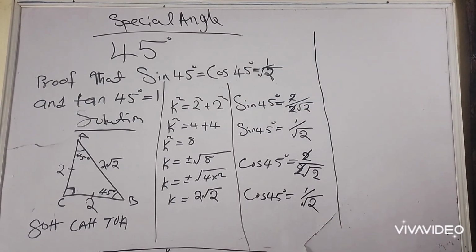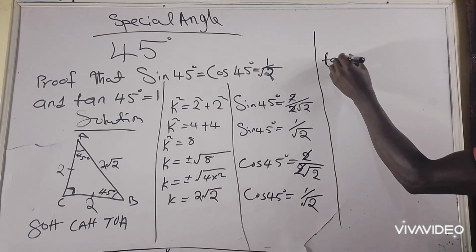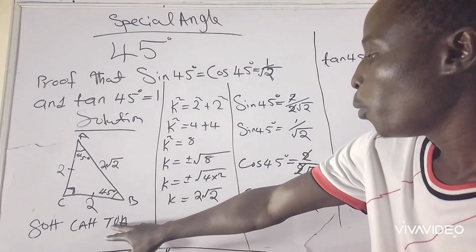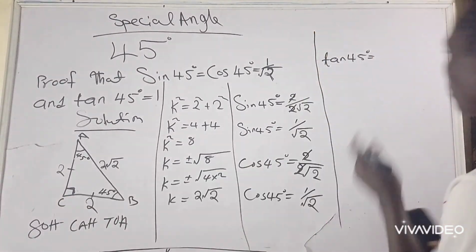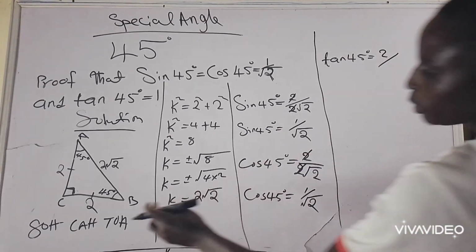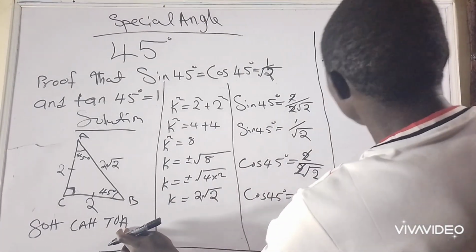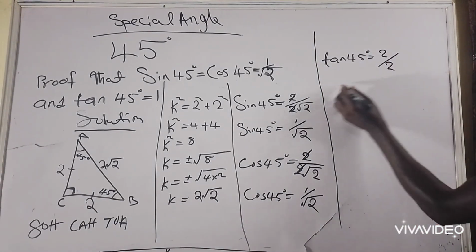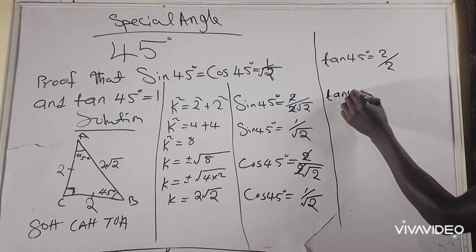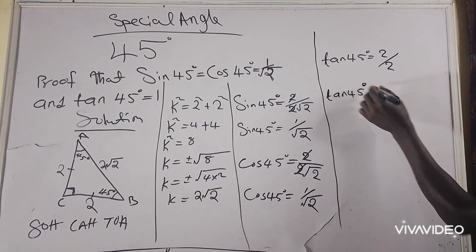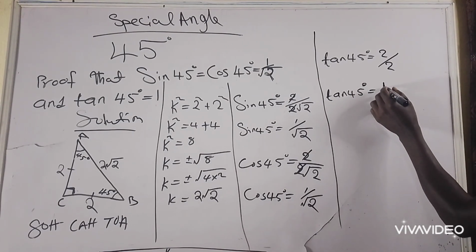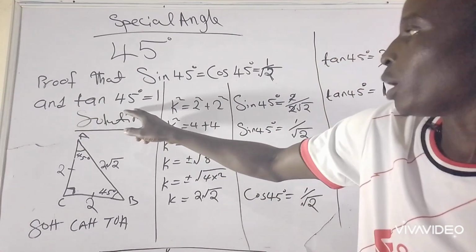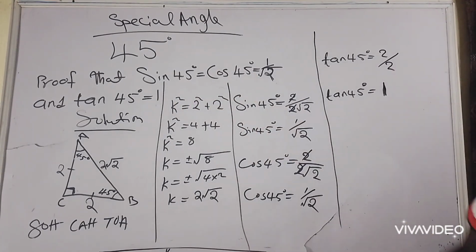So let's see tan 45 degrees. Tan is the ratio of opposite to adjacent. The opposite is 2, over the adjacent, which is also 2. So tan 45 degrees is equal to 2 divided by 2, which is actually 1. So we can see that tan 45 is 1, and sin 45 and cos 45 are 1 over root 2.